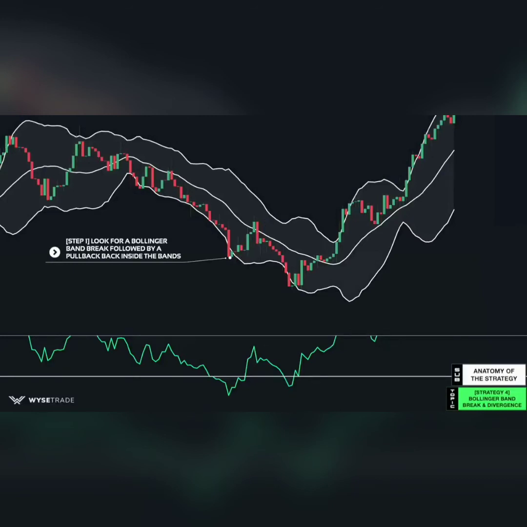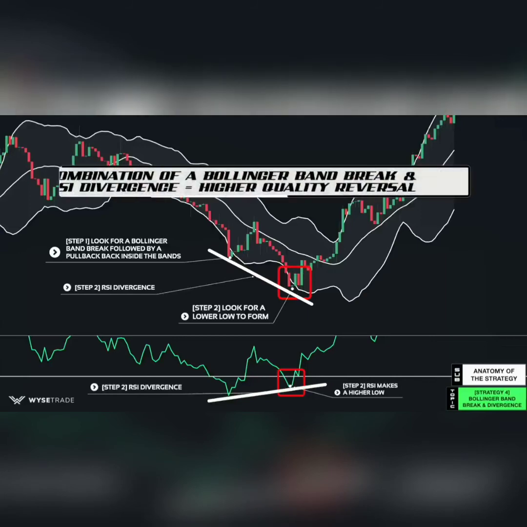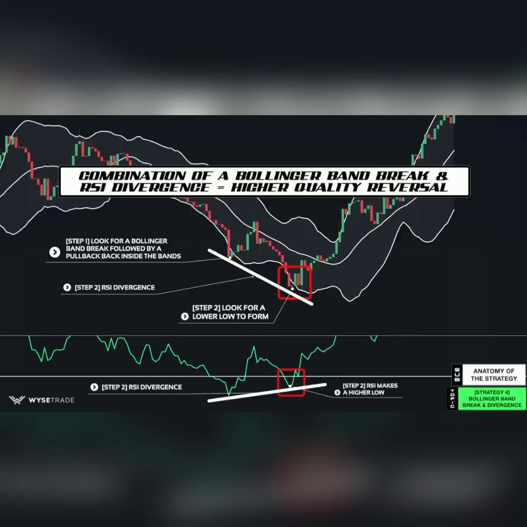Then step 2. You wait and see if price makes a lower low like this, whereas the RSI makes a higher low, giving you an RSI divergence and signals a possible trend change. The combination of the Bollinger Band break and an RSI divergence makes this a higher quality reversal trade setup.